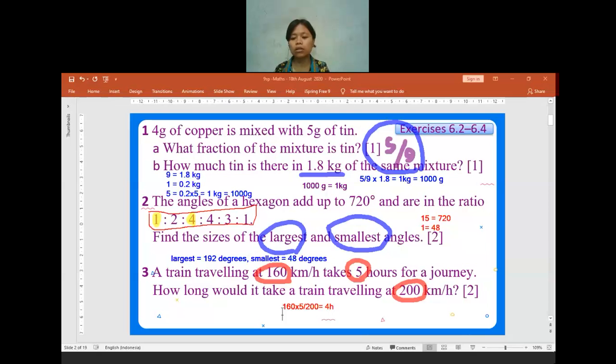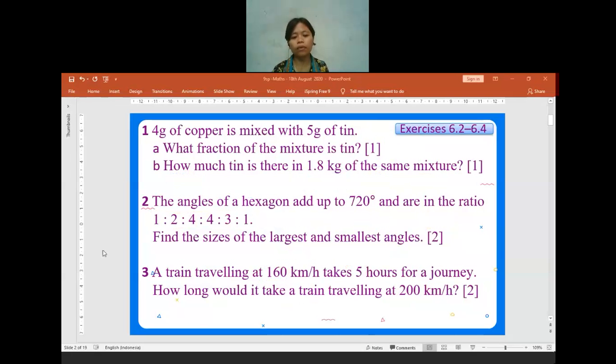Is there anyone? Yes? Are you done copying? Wait, not yet. Okay, okay, not yet. I will wait. Let me know if you're already done, yeah? This is done, teacher. Okay, I will continue to the next exercise 6.5, still page 10.